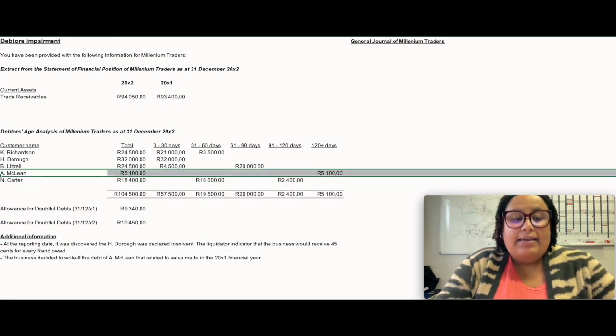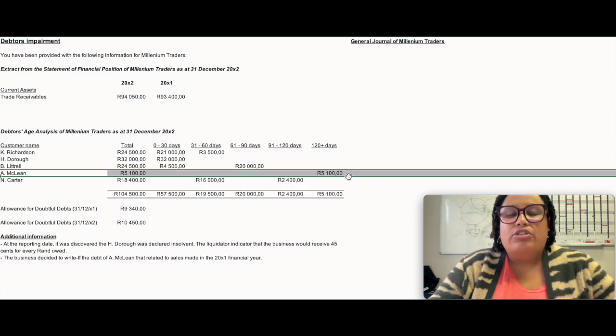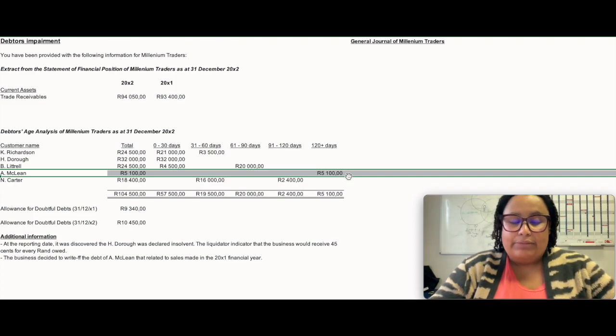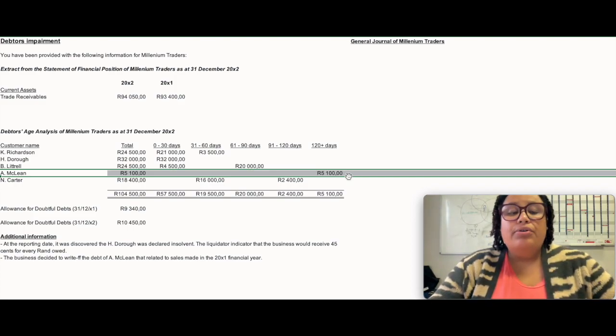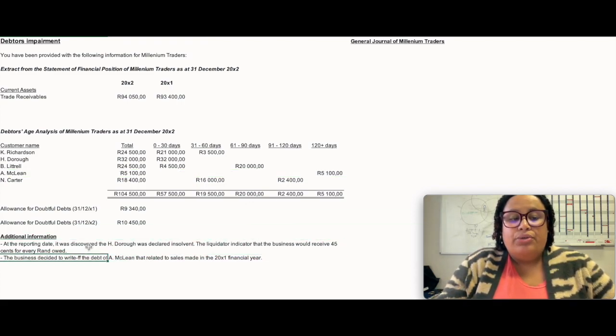If you look at A. McLean over here, we can see that that debtor is outstanding for more than 120 days, and now the business has decided this customer clearly is not going to pay. We are just going to write off this debt. Okay, so what I would like to do now is to just look at the general journal entries that would be processed in relation to these two additional information points over here.